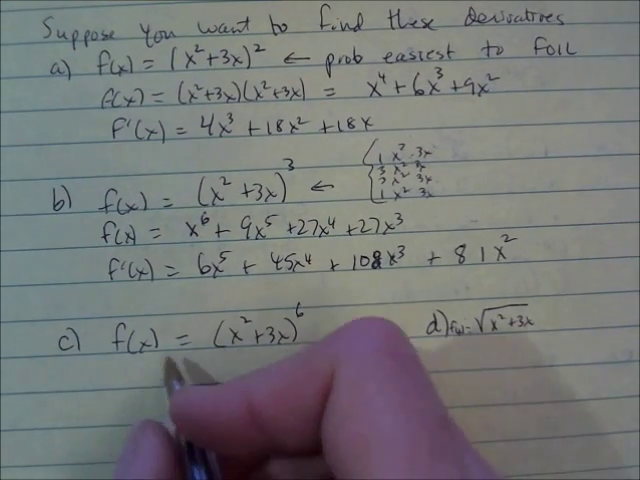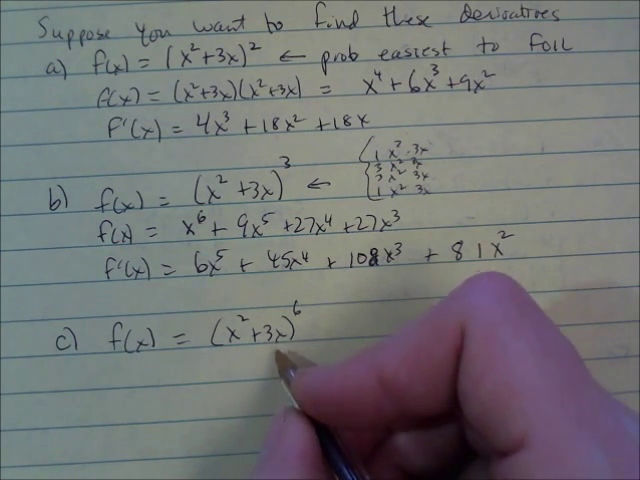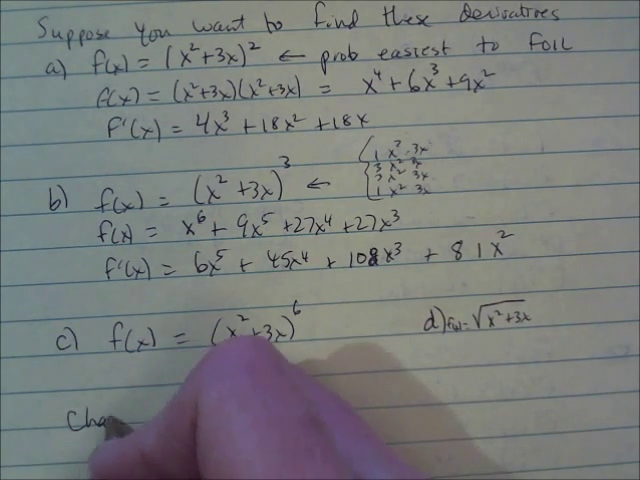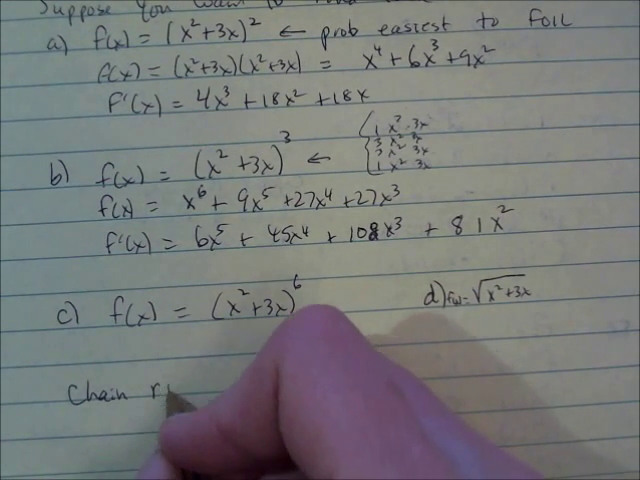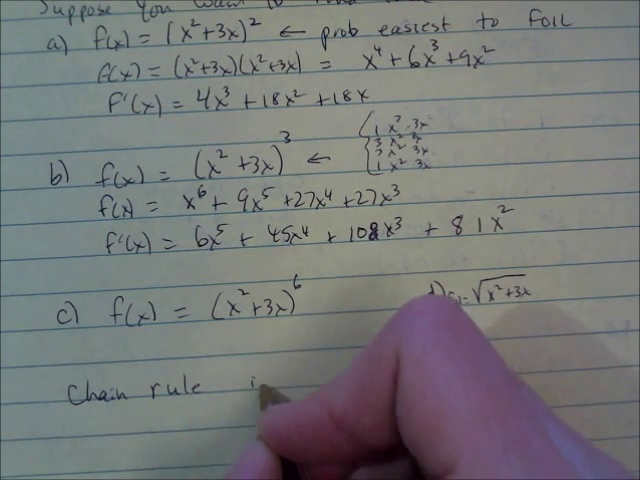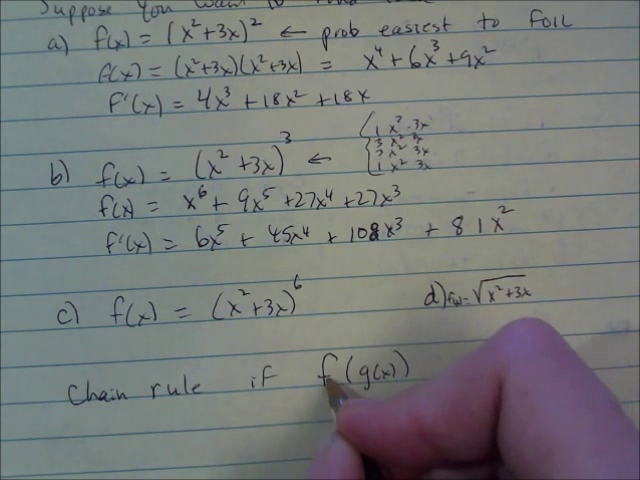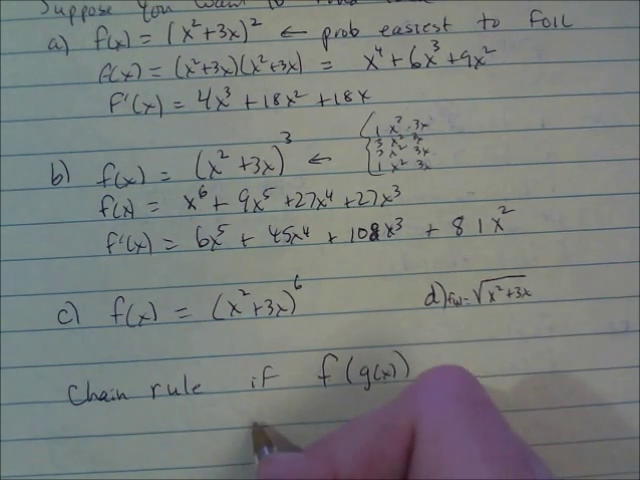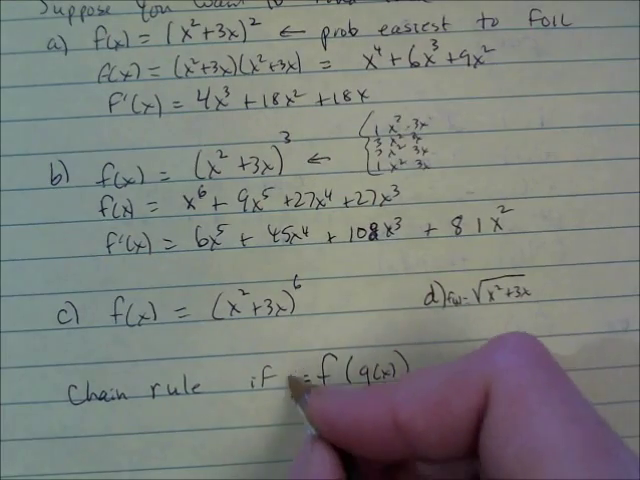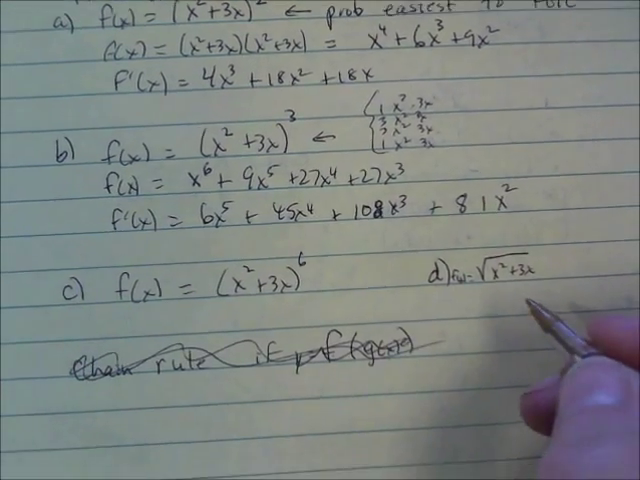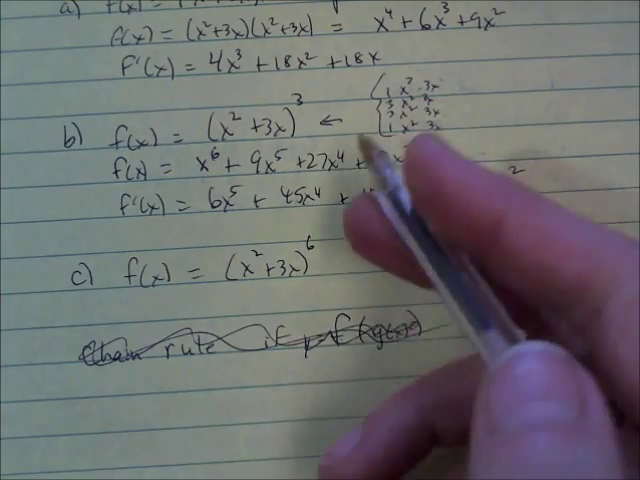So the chain rule says that if you have an outer function and an inner function, a composition of functions, f of g of x, then let's say y is equal to that. Oh, I already said that up there. Sorry, I'm repeating myself. So let's use the chain rule on A, B, C, and D from above.